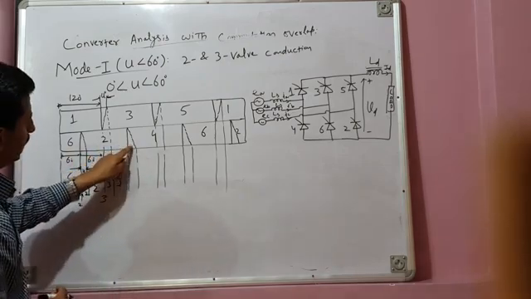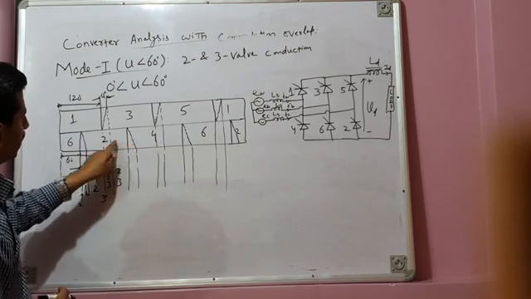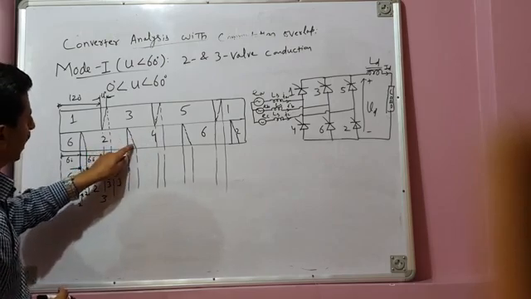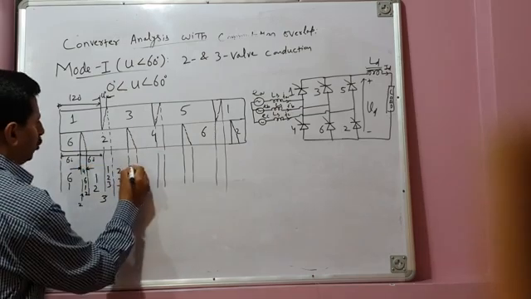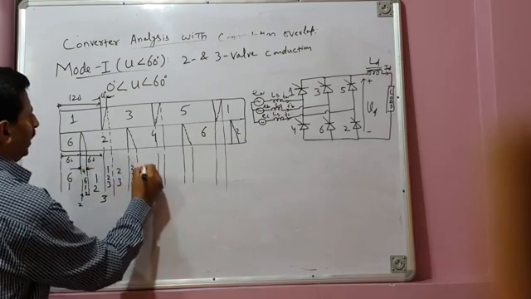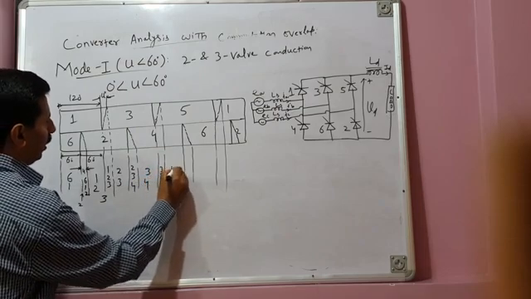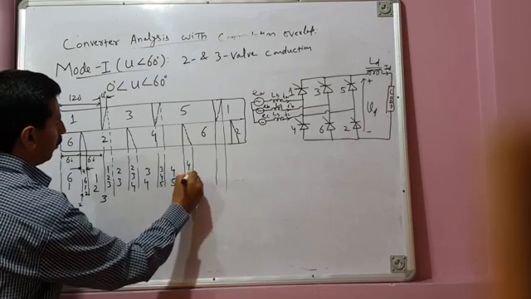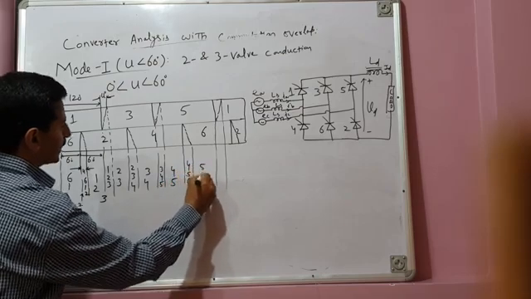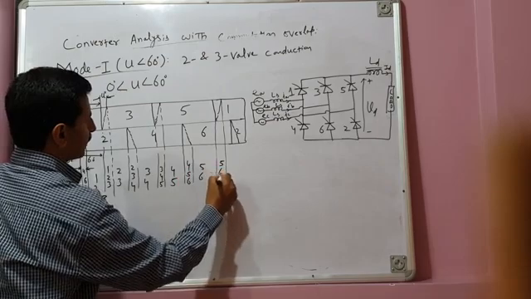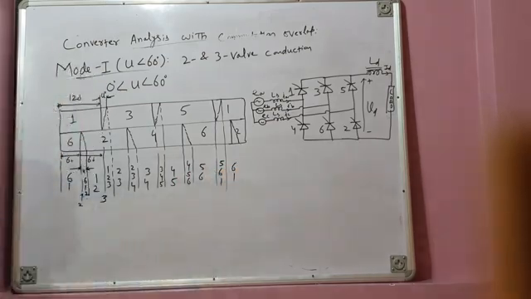Then similarly, commutation during this overlap angle. There is commutation between 2 and 4. So 2 as well as 4 conduct. So 2, 3, 4. Then 3, 4. Then similarly 3, 4, 5. Then 4, 5. Then 4, 5, 6. 5, 6. 5, 6, 1. 6, 1. This is how it occurs.